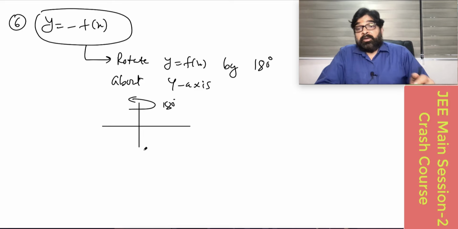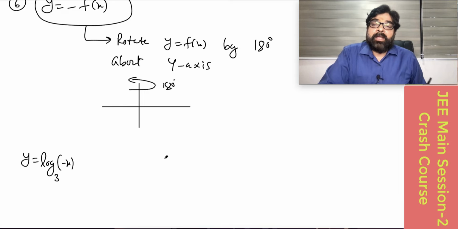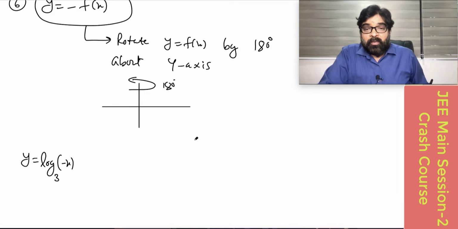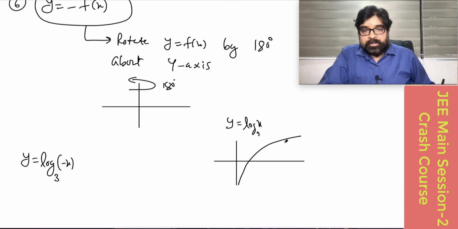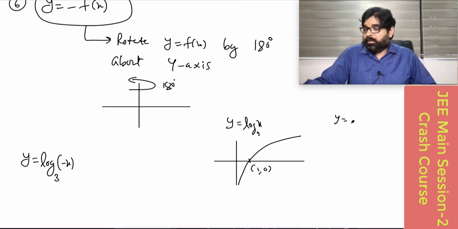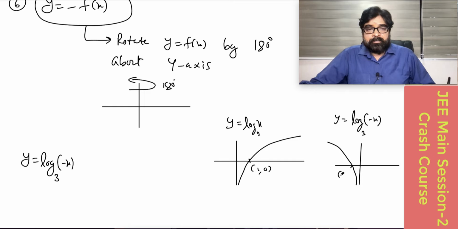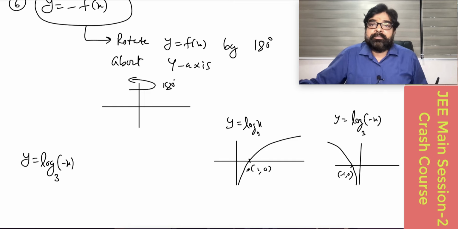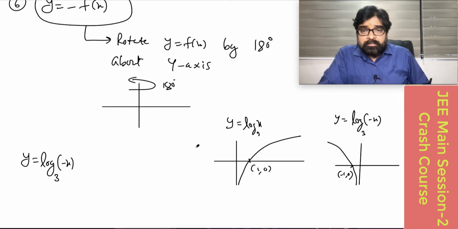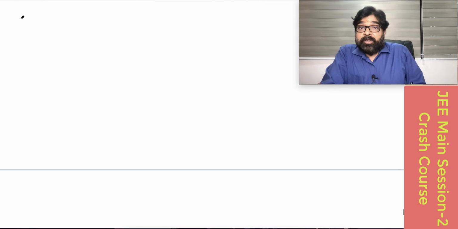Like this. For example, suppose I want to draw the graph of y equal to log minus x base 3. Now don't say, sir, this is not defined. Let's see. y equal to log x base 3 graph first. How the graph will appear? This is. Log minus x base 3, what will happen? Rotate about y axis. So we'll get log minus x base 3 this way. Just rotate it. Understood my point? All this will come in practice when we'll do calculus. Understood? So very carefully you have to understand all the points.